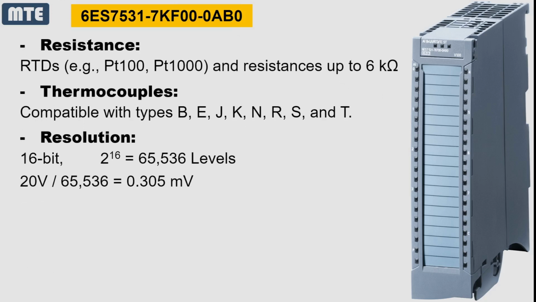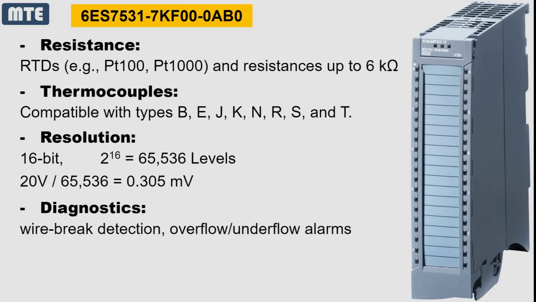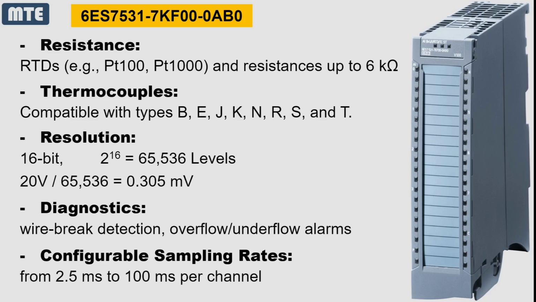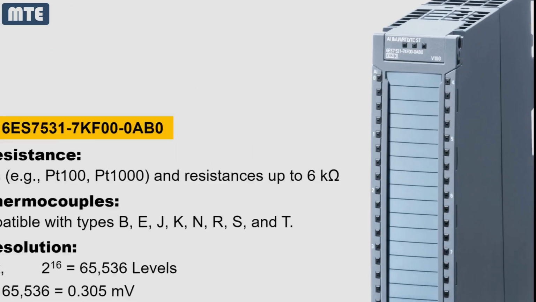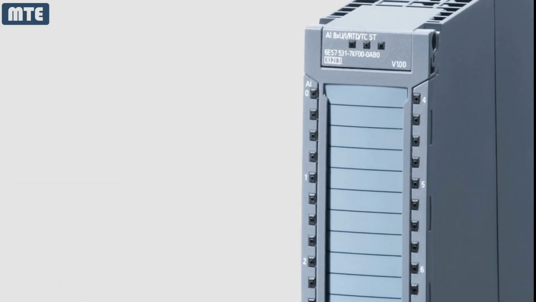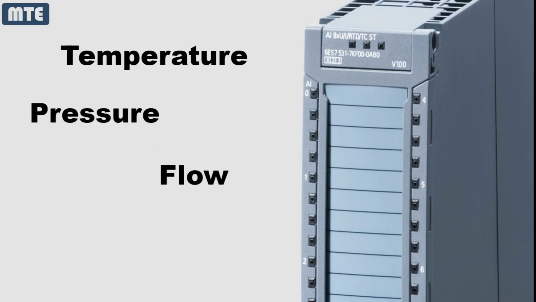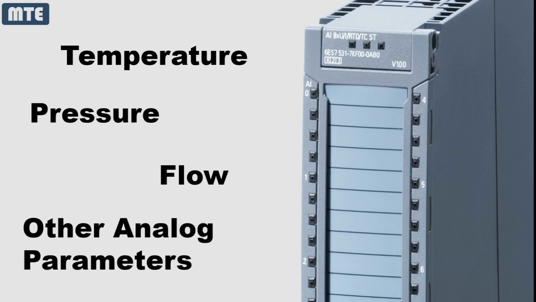The module includes features like wire break detection and overflow and underflow alarms for enhanced reliability. Users can adjust integration times from 2.5 milliseconds to 100 milliseconds per channel, balancing speed and noise suppression. This module is ideal for applications requiring precise measurement of temperature, pressure, flow, or any other analog parameter. It supports a wide variety of sensors, making it suitable for industries like manufacturing, energy, and process control.